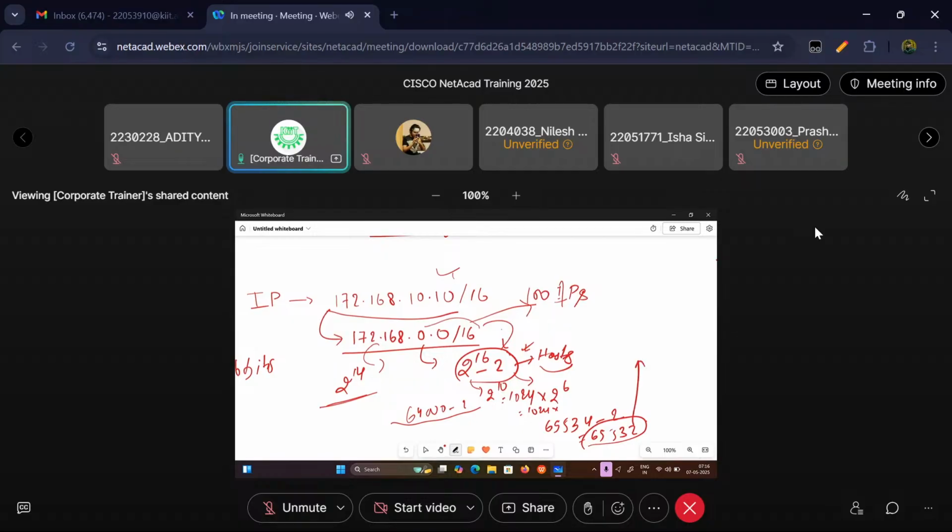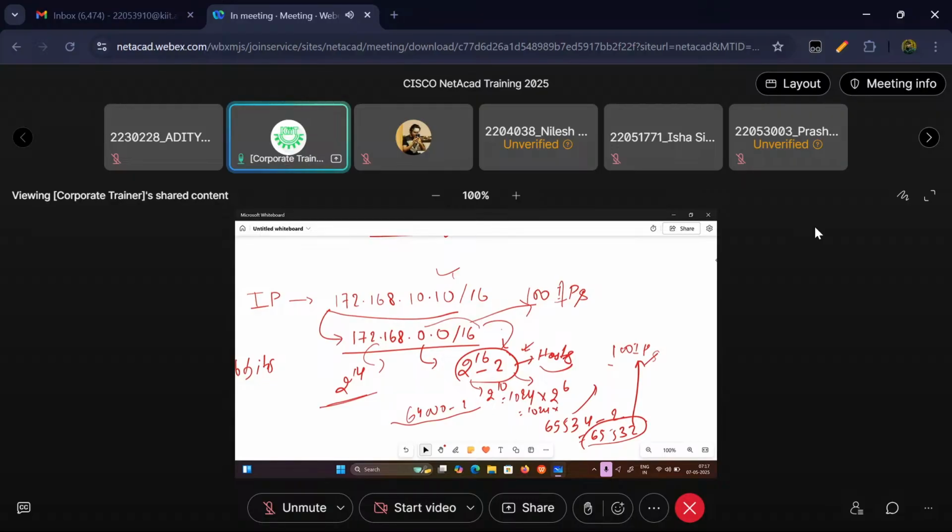But you required only 100 hosts. Just think of it: if you use this network, how many IPs will be wasted? If you subtract 100 here, more than 65,000 IPs will be wasted in this case. So to minimize this type of wastage of IPs, the first concept that came was subnetting. With the help of subnetting, you can reduce the wastage of IP addresses.